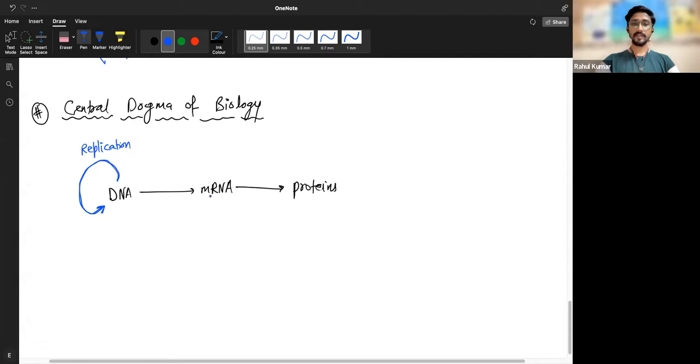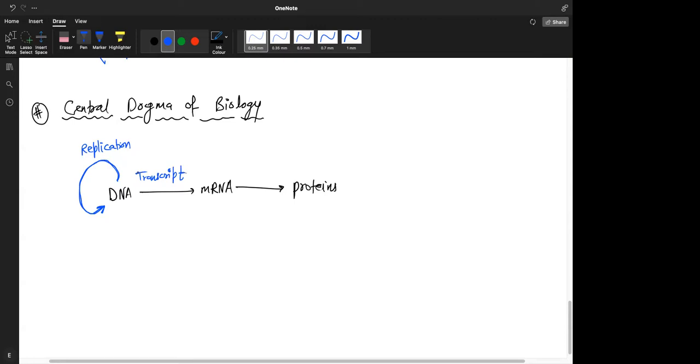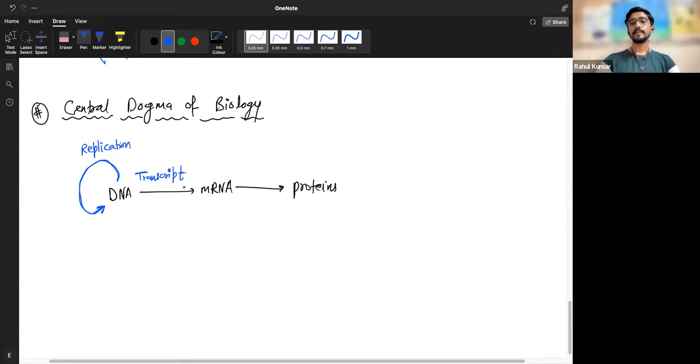The process by which DNA makes mRNA is called transcription. Make sense? We are making a transcript from the original source. You know the meaning of a transcript, right? And this copy also has the same message. So now this message will be translated. So this is called translation. Replication, transcription, translation. Is it clear?